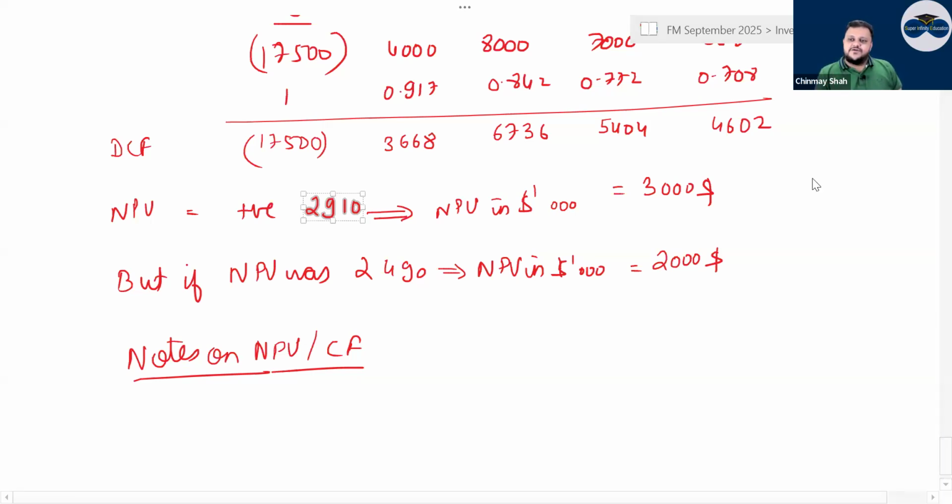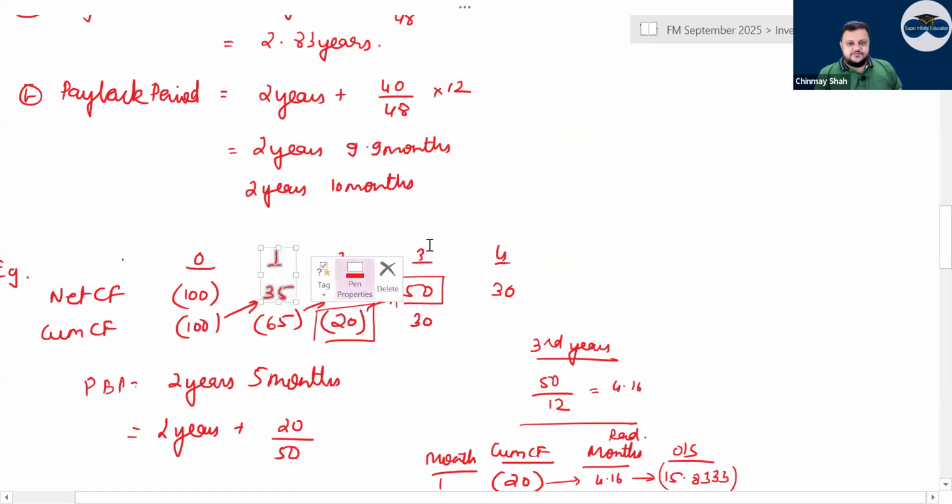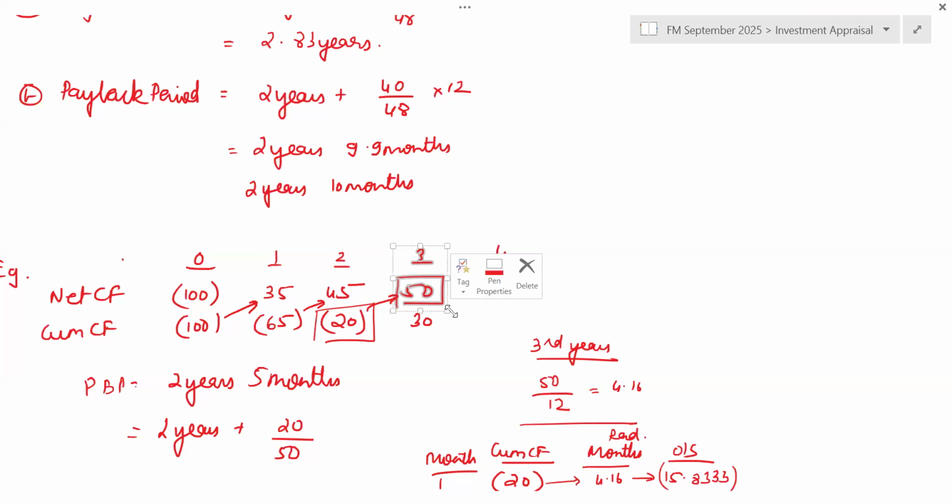Now, whenever we were doing payback period and you wrote 1 and 35 or 1 and 50 year, what was the assumption? Is this cash flow received evenly throughout the year between the second and third year? Or was the assumption that this cash flow is received at the end of the year?